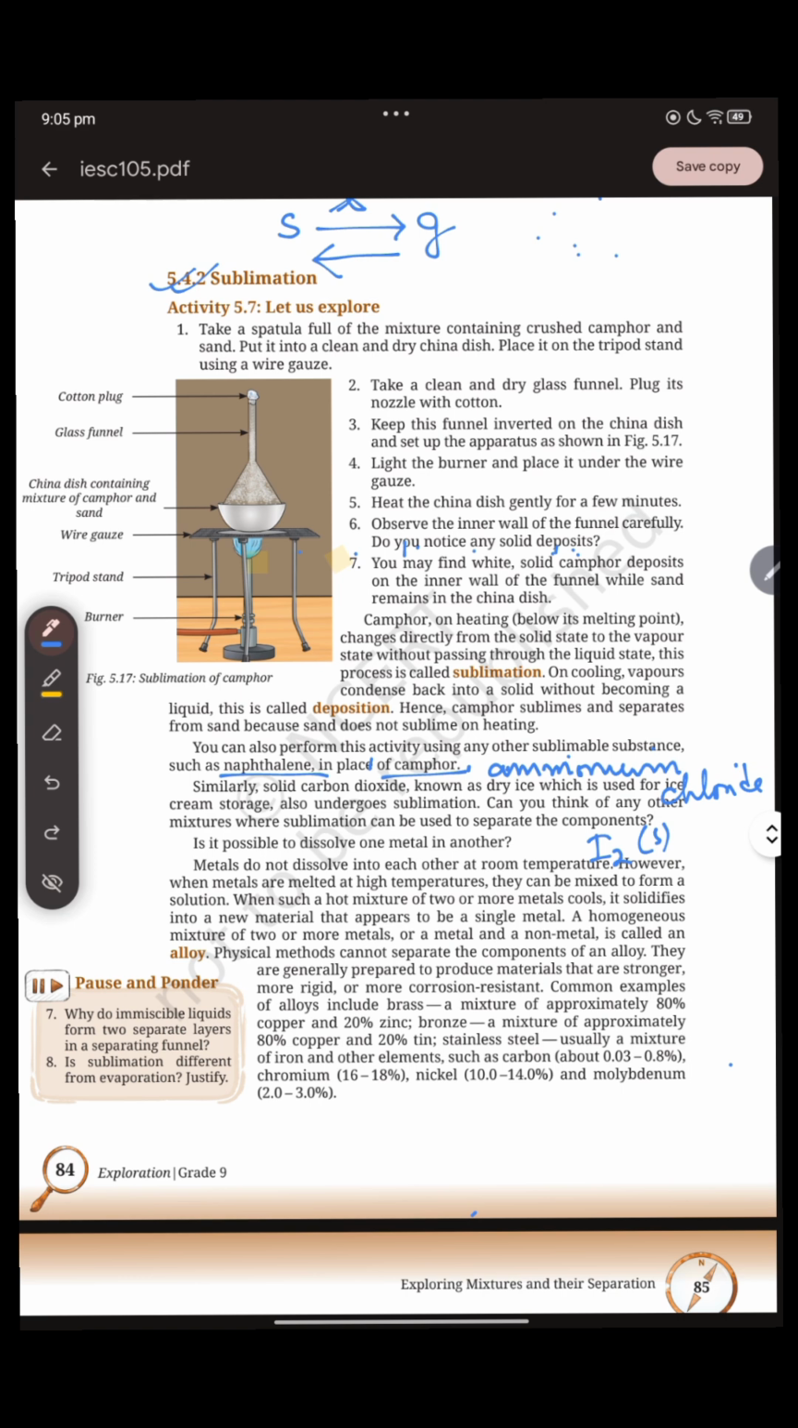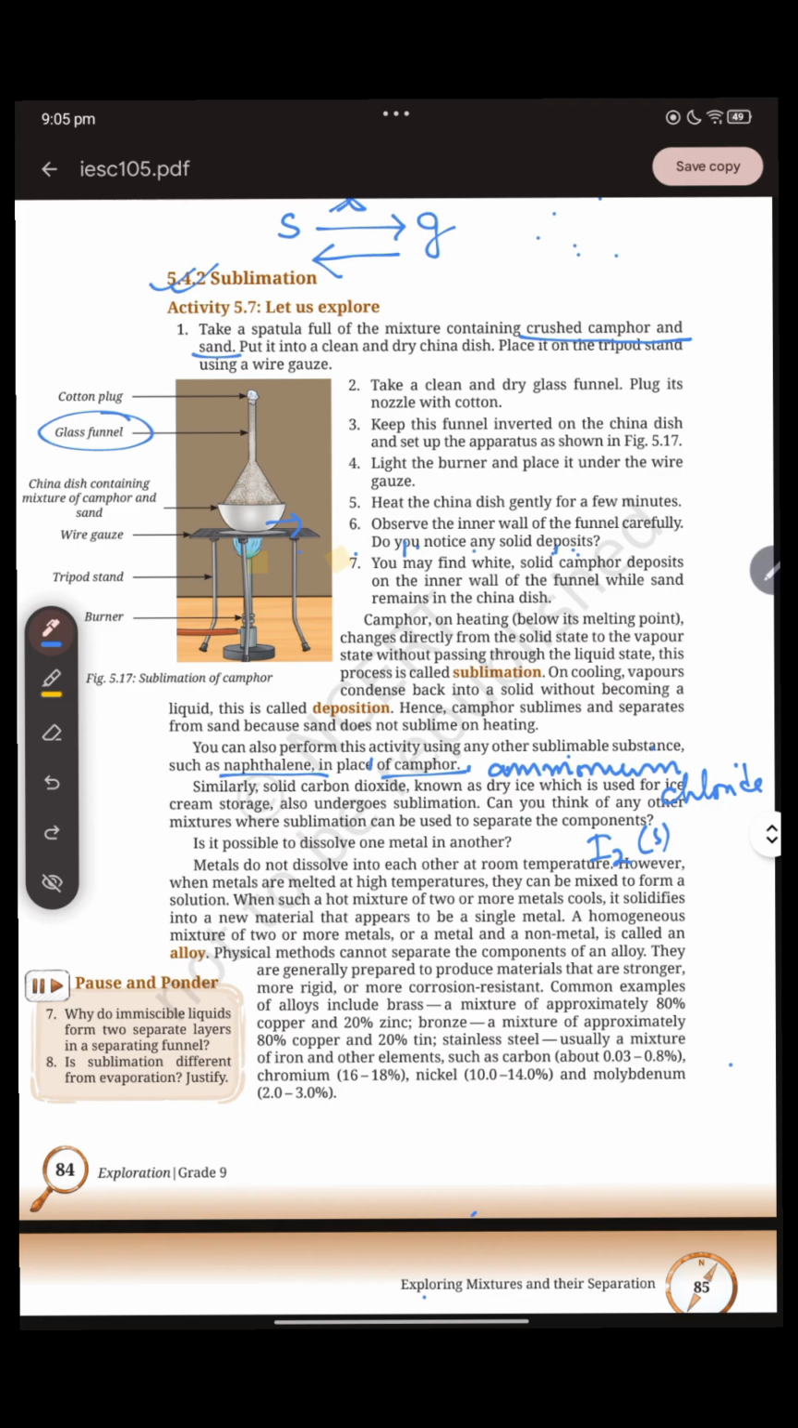So here one experiment is being done where crushed camphor and sand is being taken as a mixture in a china dish. This is the china dish. Now this mixture is placed on the tripod stand using a wire gauze. Now take a clean and dry funnel. A funnel is kept upside down, and this mixture is being heated gradually.